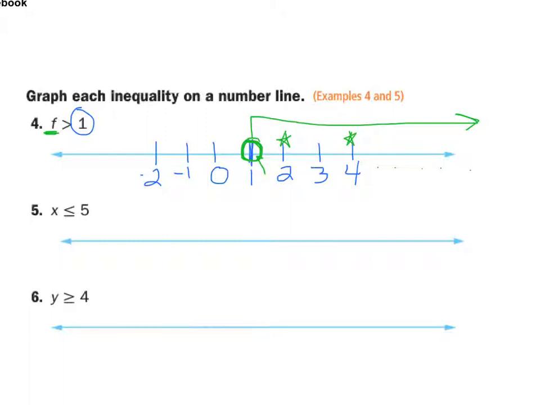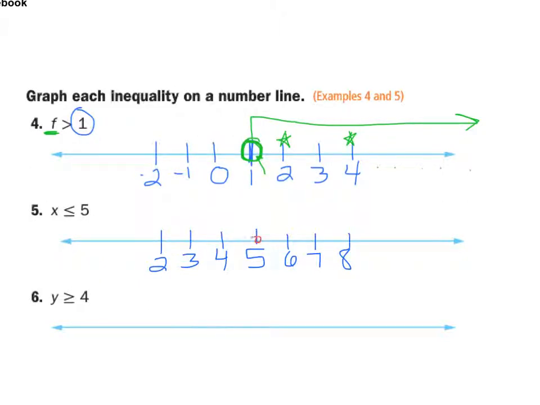So let's take a look at this next one. It says x is less than or equal to 5. So I'm going to start by putting my 5 on my number line, and I'm going to put 3 numbers on each side. And now this time things are going to be a little different.